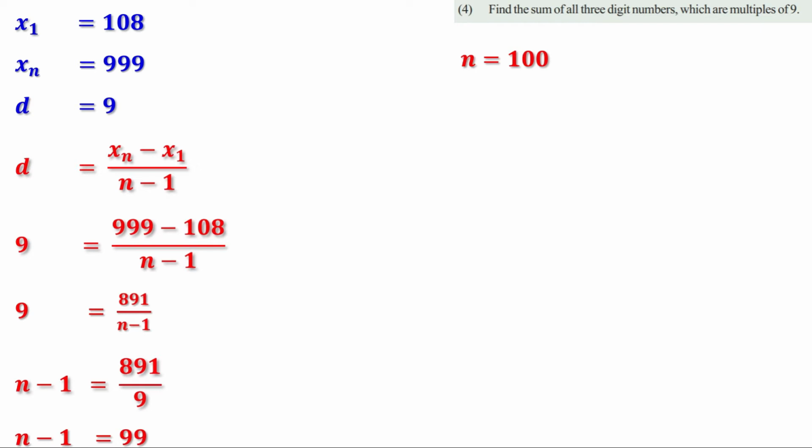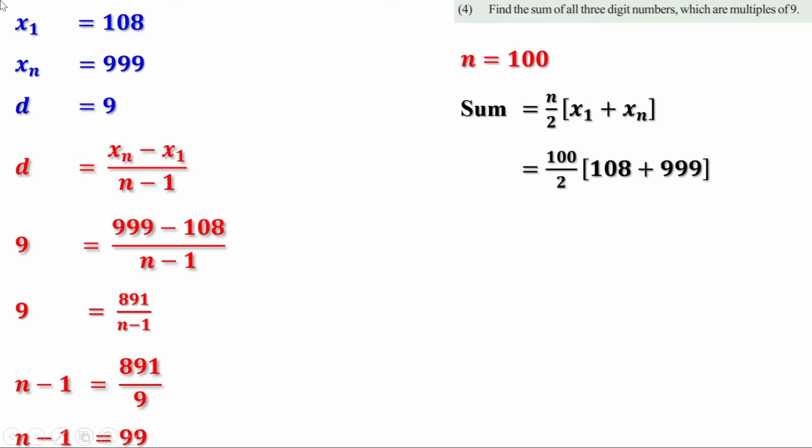Some other people use the equation n is equal to (xn minus x1) by d plus 1. If you know the equation, that also can be used. Now whatever it be, the number of terms is 100. So sum is equal to n by 2 into (first term plus last term), that is 100 by 2 into (108 plus 999). 108 plus 999 is 1107 and 100 by 2 is 50. Multiplying, we will get 55,350.